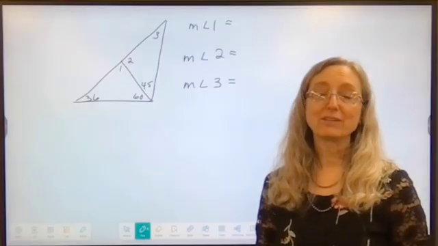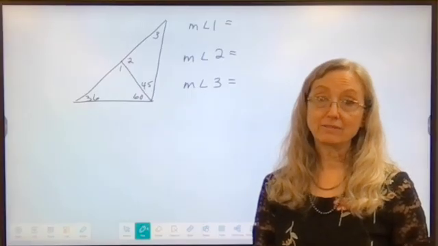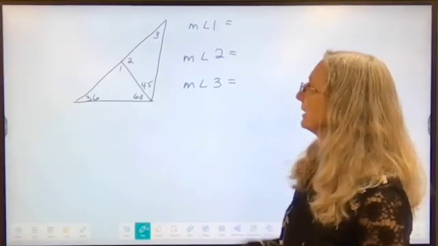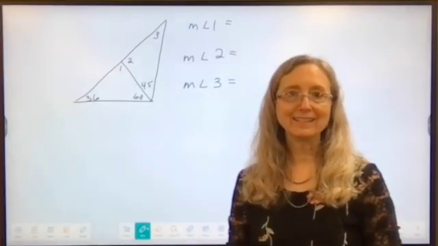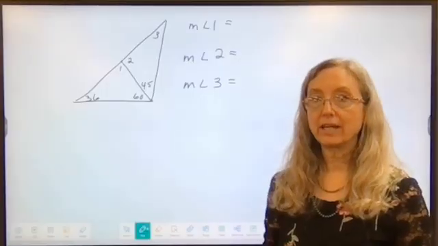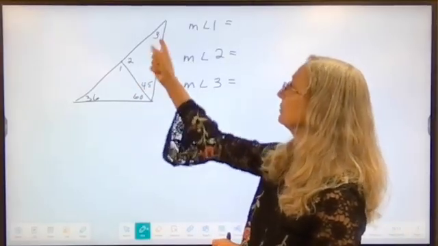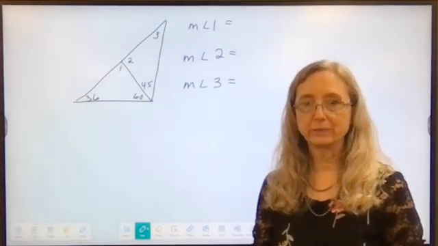Here's an example of the kind of problem that you can get and you'll have to solve using this triangle sum theorem, the fact that all three angles add up to be 180. If you're given this diagram, can you figure out what is the measure of angle 1, what is the measure of angle 2, and what is the measure of angle 3?